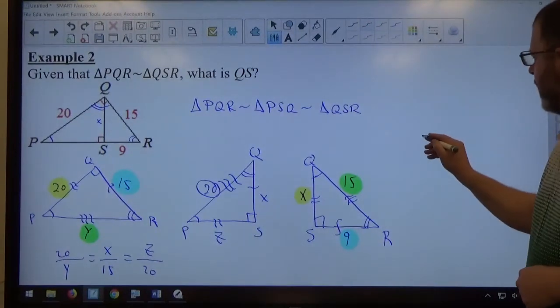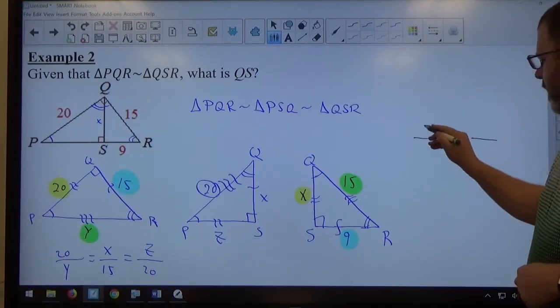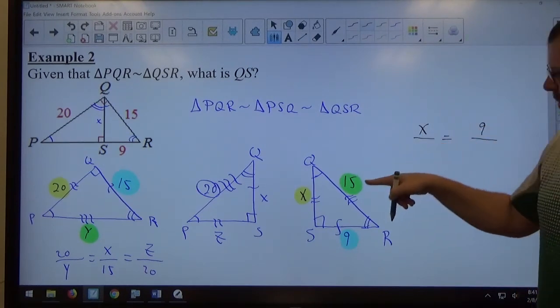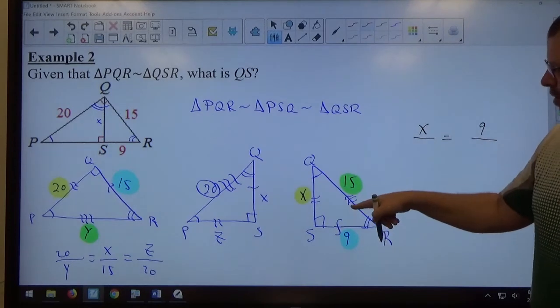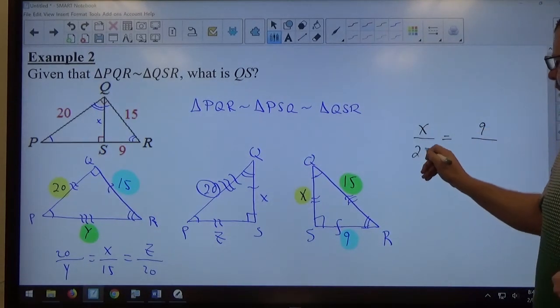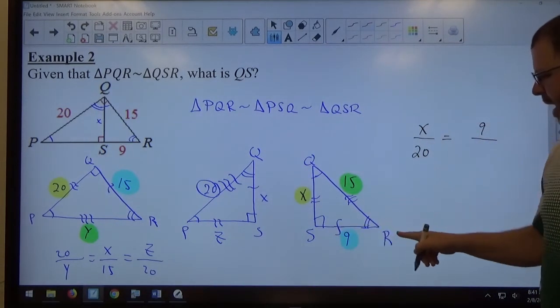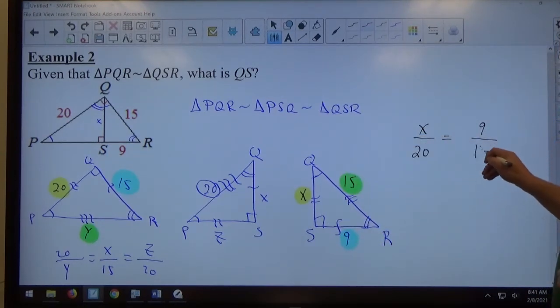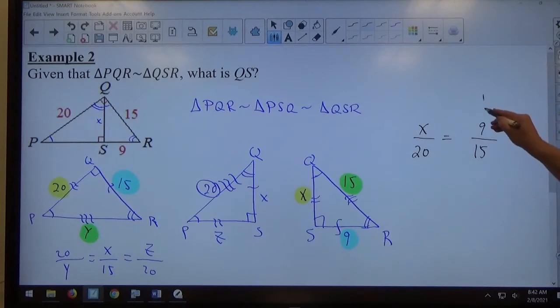We want to use that. So if I were to put X and 9, the measures from QSR, on top, the side matching QS in this triangle would be 20 in the big triangle. And put 9, SR, on top of this one, the side matching up to SR is QR, which is 15. And now we have a workable proportion. We have one unknown. Again, with proportions, we're legally allowed to reduce if we wish. We don't have to. We can work with them as is. But I can reduce vertically or horizontally in a proportion.